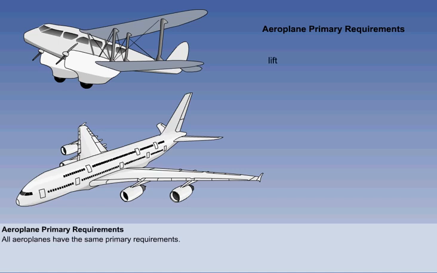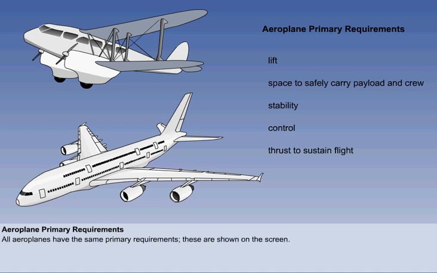These are a force, lift, which enables the aeroplane to fly in the air, a safe and protective space in which to carry the payload and crew, stability, enabling the aeroplane to naturally continue in the same direction, control, to change the aeroplane's direction and position in the air, and a force, thrust, which can propel the aeroplane forwards for the required length of time. These are therefore the 5 primary requirements that must be met by all powered aeroplanes.